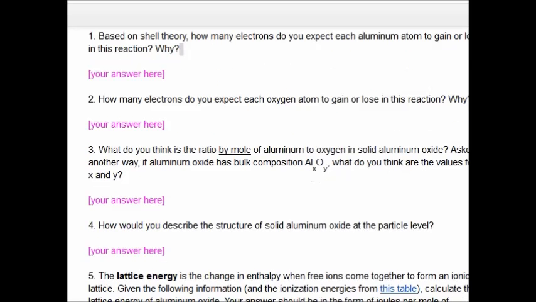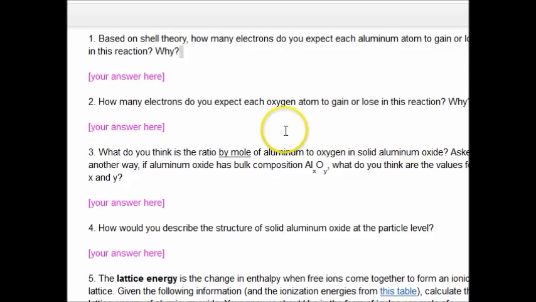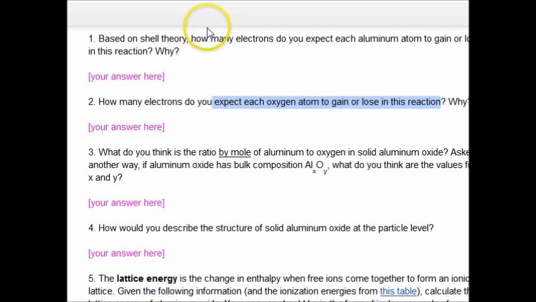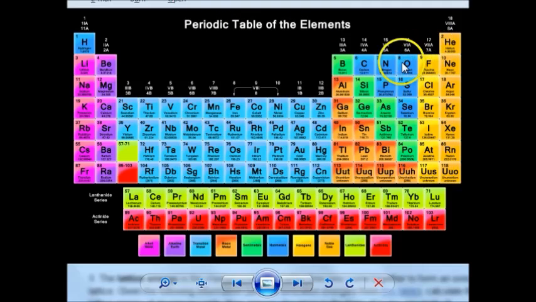Let's look at the next one. How many electrons do you expect each oxygen atom to gain or lose in this reaction, and why? Right, so let's have a look at that. Now the oxygens are in a different group. The oxygens here are in group 16, or 6A. That means that the oxygen has 6 valence electrons.